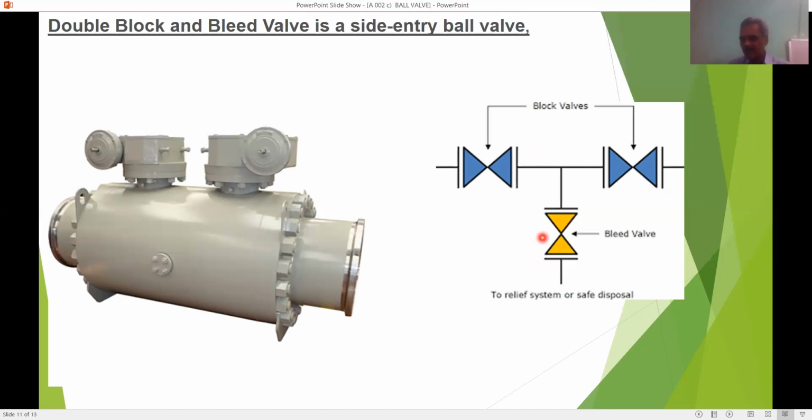Double block and bleed valves are most commonly used in the oil and gas industry, but can also be helpful in many other industries. It's typically used where bleeding the valve cavity is required, where piping needs isolation for maintenance, or to prevent product contamination. Is it clear, my friends?